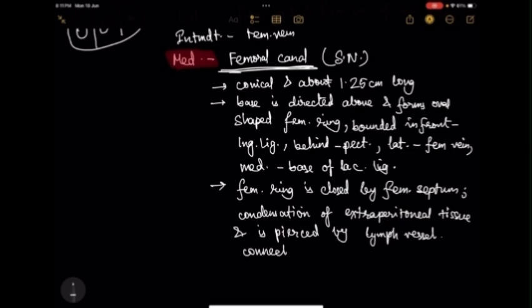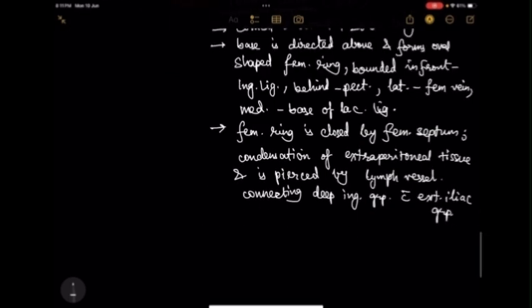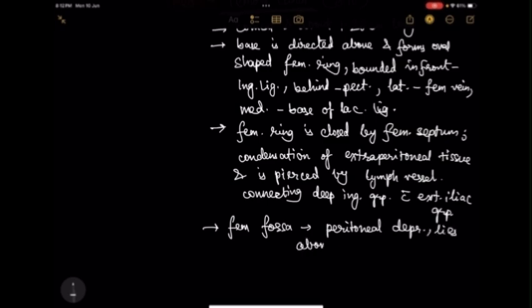Connecting the deep inguinal group with the external iliac group. These are the two lymphatic groups. Then what is the femoral fossa? You should mention the femoral fossa also if you are mentioning the femoral canal. It is a peritoneal depression that lies above the femoral septum.